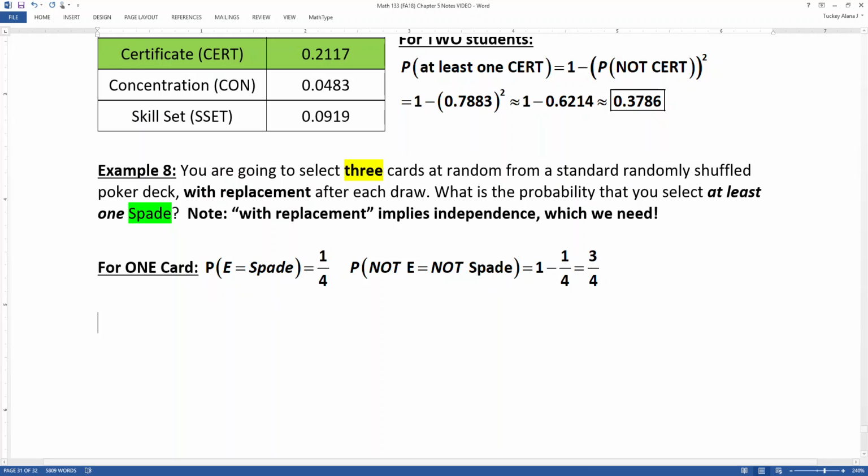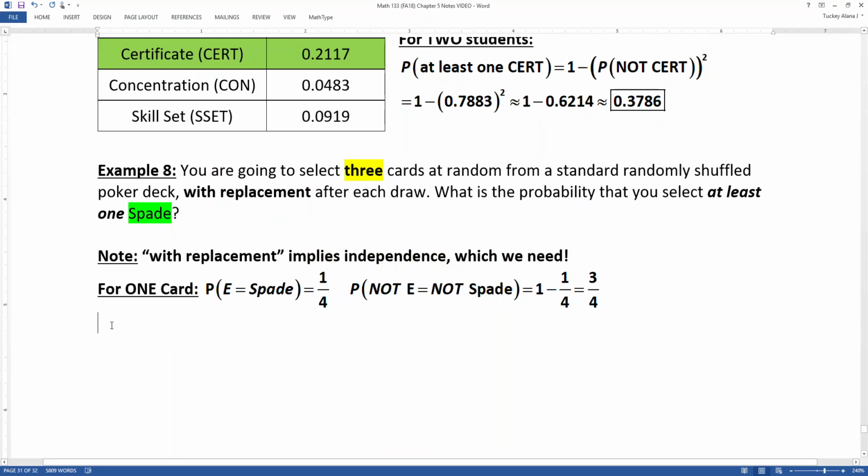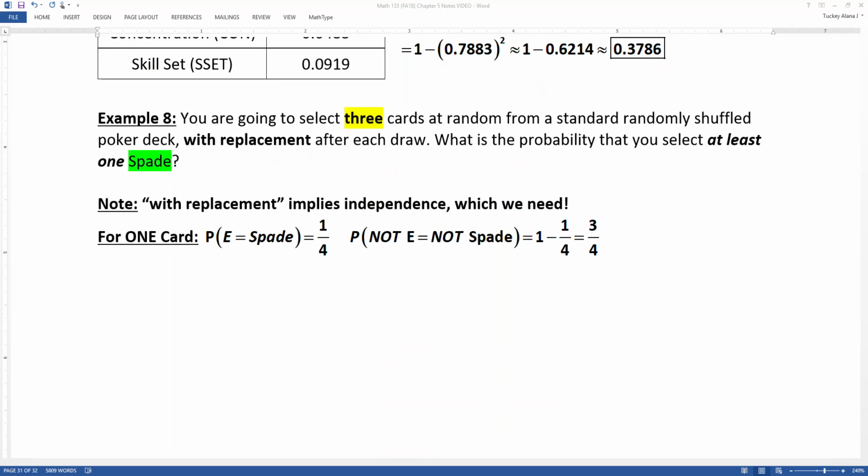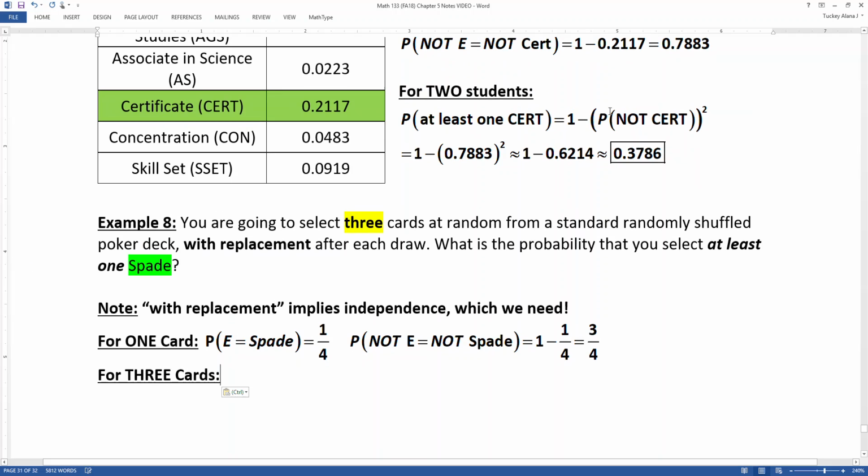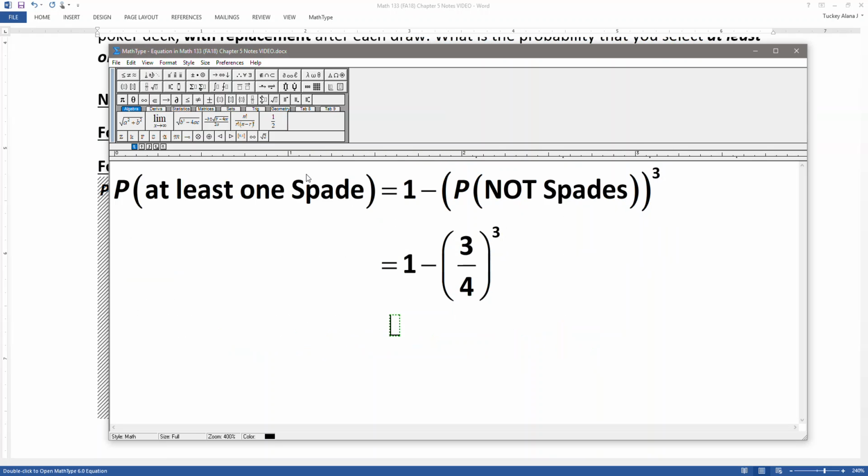So I made this little note right here. I think I'll just move that note down so it's a little bit easier to spot. Okay, so now we're going to look at 3 cards. So for 3 cards, the probability of at least one is 1 minus the probability of not to the 3rd power, because we're looking at a trial of 3. So let me type that up. Okay, so the probability of at least one spade, like I just said, is 1 minus the probability of not getting a spade to the 3rd power. But we already figured out the probability of not getting a spade in one draw. It's 3/4.